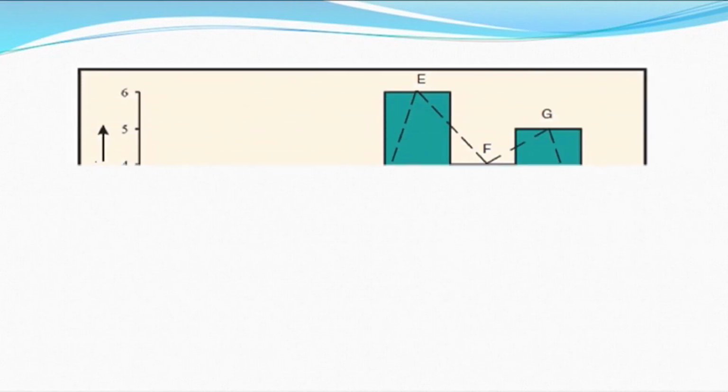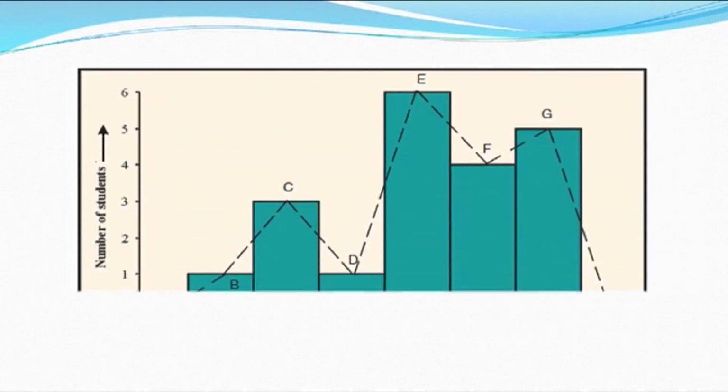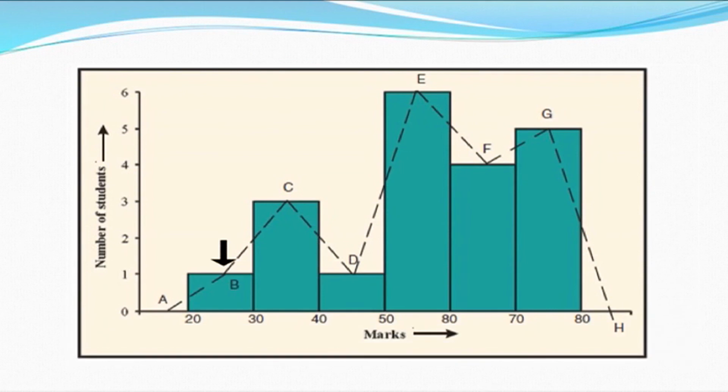Here the same histogram we have taken, and here the mid value of 20 to 30 is at point B and 0 to 20 at point A. In the same way, we find out the mid values of the width of the rectangles at the top, which are C, D, E, F, G and H, and then these points, means A, B, C, D, E, F, G, H, are joined together and the figure formed is called a frequency polygon.